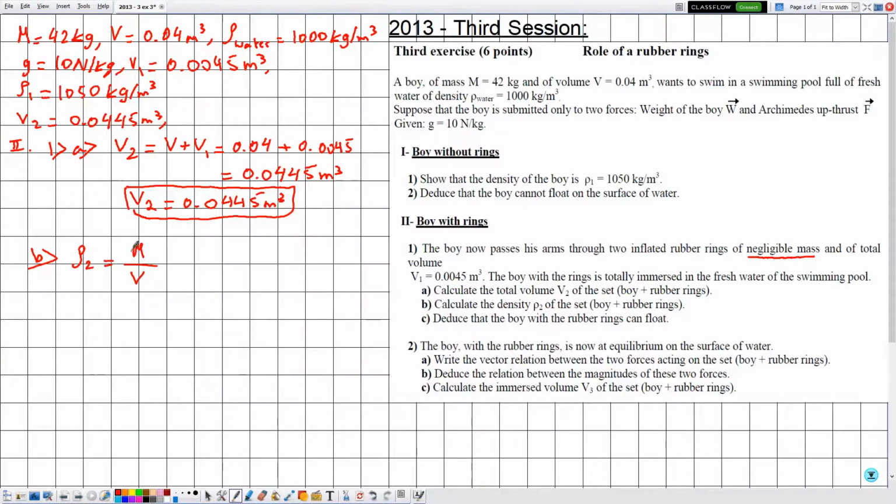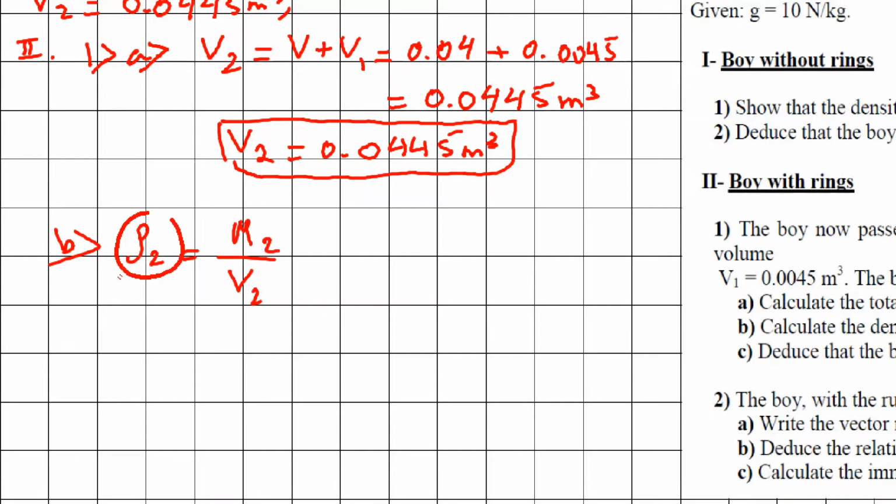So what does this mass represent? It represents the mass of the boy plus rubber ring. And what does the volume V represent? It represents the volume of the boy plus rubber ring. Why? Because we are determining the density ρ2, which is given by the density of the boy plus rubber ring. Then the value of M must also correspond to the boy plus rubber ring, and the volume V2 must also correspond to the boy plus rubber ring.